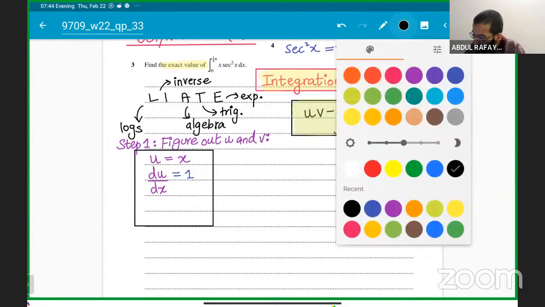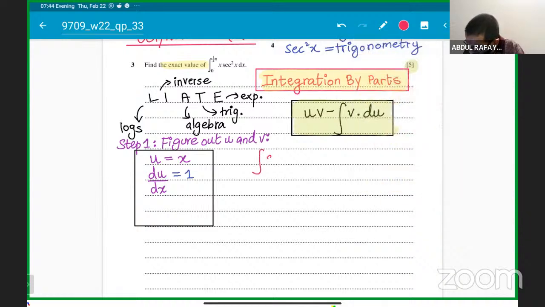Once you have got the u, follow very carefully. Whatever is left inside the bracket will be integrated. So you have to integrate sec square x in order to get v. Getting it, guys? You have to integrate whatever is left in the equation to get the value of v.